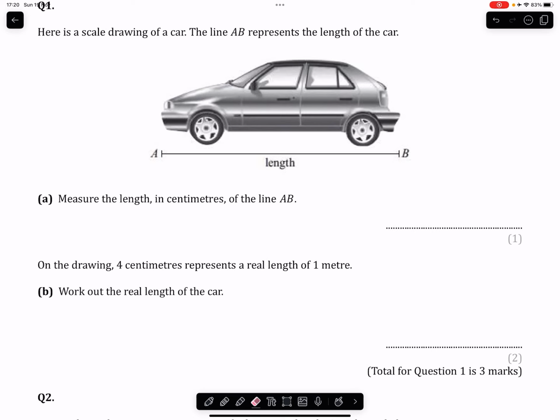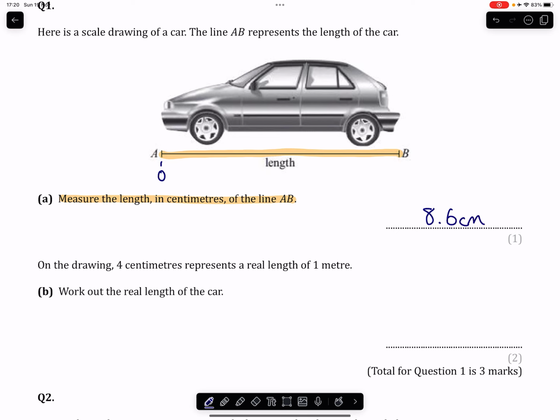Question 1. We have a scale drawing of a car with the line AB representing the length of the car. Part A is asking us to measure the length in centimeters of this line. If you set up your ruler correctly, just making sure that 0 is at one end, for example A, then the measurement that you should get when you're looking at the ruler for B is 8.6 centimeters.